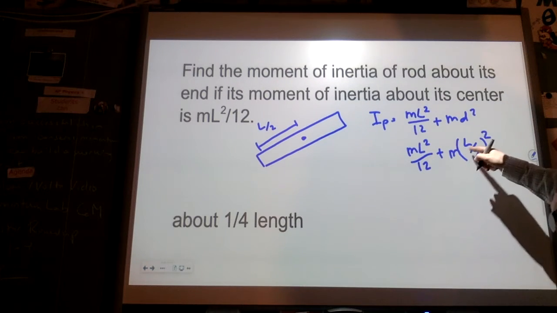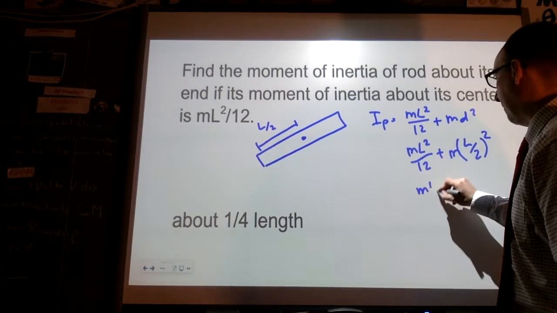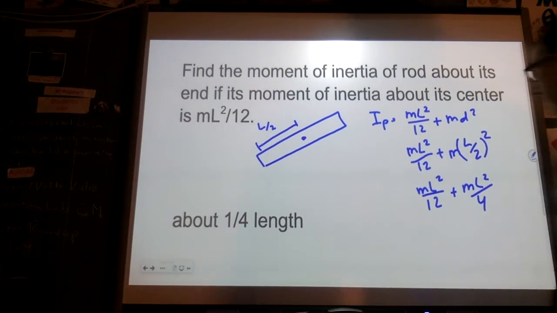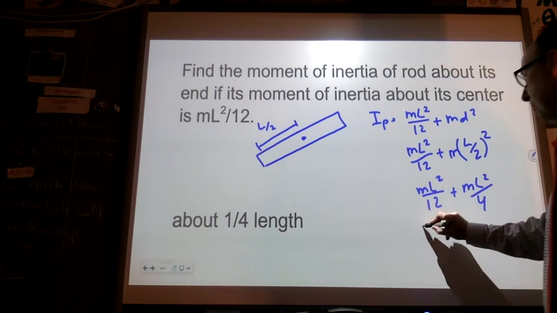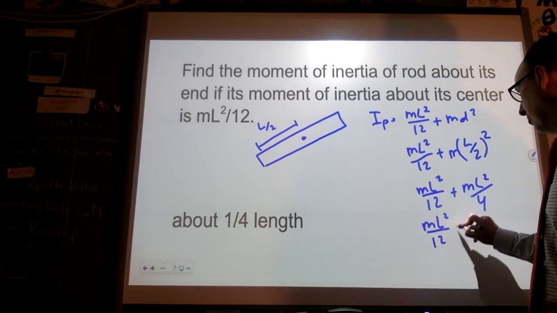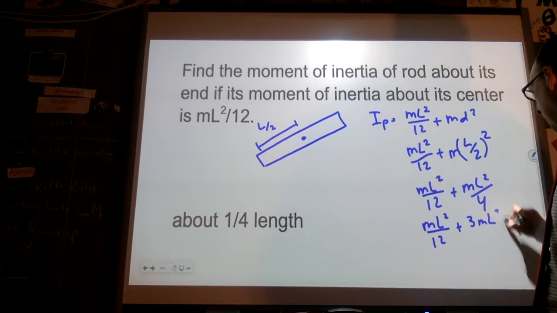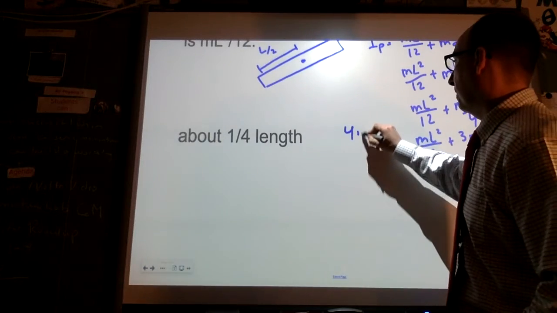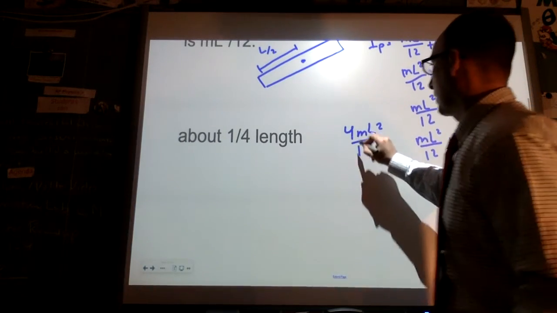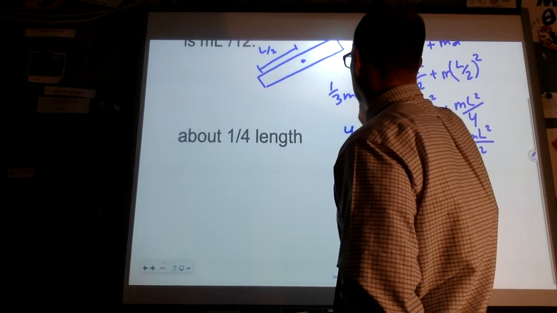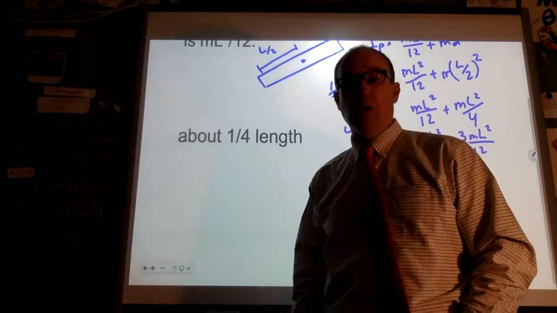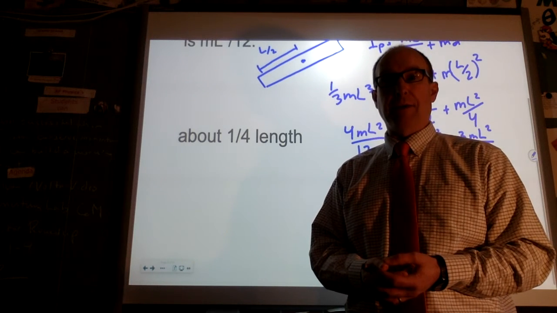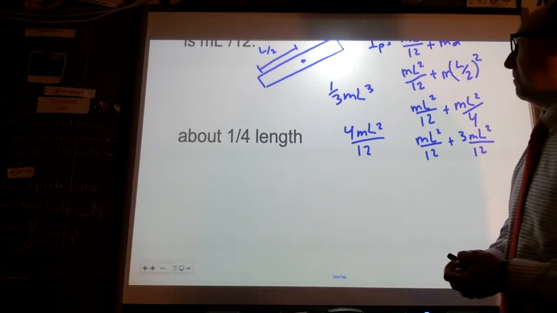All right, so this is going to be ml squared over 4. So I have ml squared over 12 plus ml squared over 4. The common denominator is 12, so I'm going to have ml squared over 12 plus 3 ml squared over 12, which is going to give me 4 ml squared over 12, which is 1/3 ml squared, which is what we were told when we first learned this and what we derived with calculus. All right, what about if I go a quarter length?